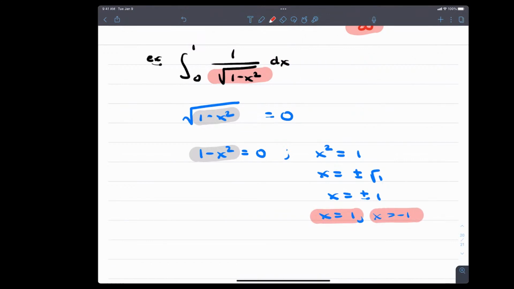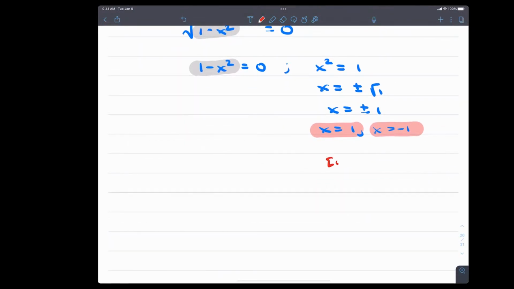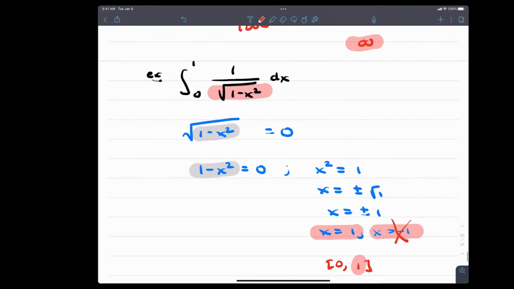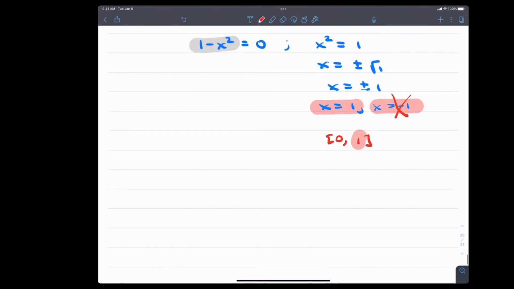Now, what's the interval? The interval is from 0 to 1. What do you know about this situation? Negative 1 is outside the interval. So where do you have your discontinuity, ladies and gentlemen? Don't you have it at 1? Okay, so this is discontinuous at 1. Is this a right endpoint or a left endpoint? That's a right endpoint discontinuity.